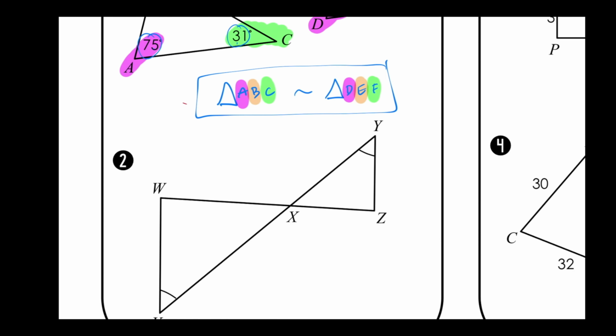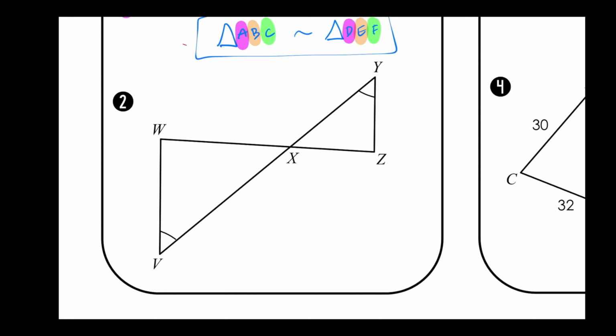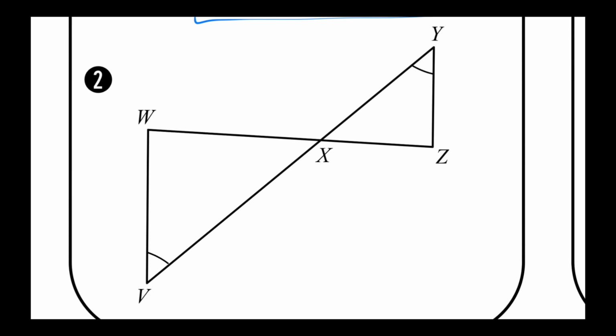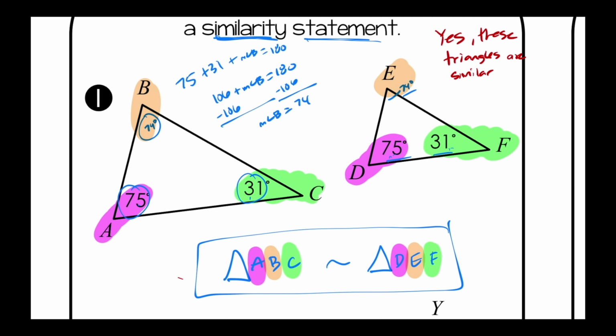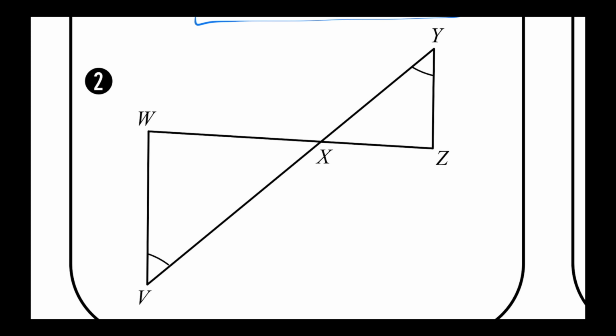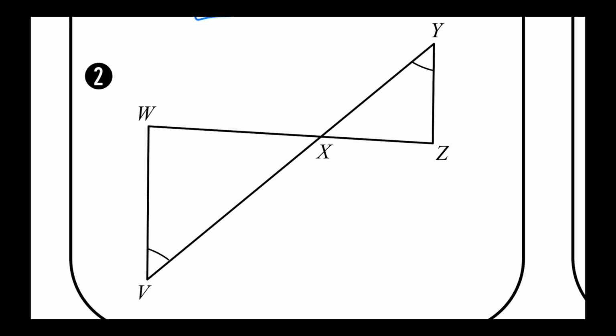Okay, so let's look at this second example. There are no measurements. If we look here, we had 75 and 31, 75 and 31 in both triangles. Over here, there's nothing labeled. There's no numbers. So can we show that these triangles are congruent?